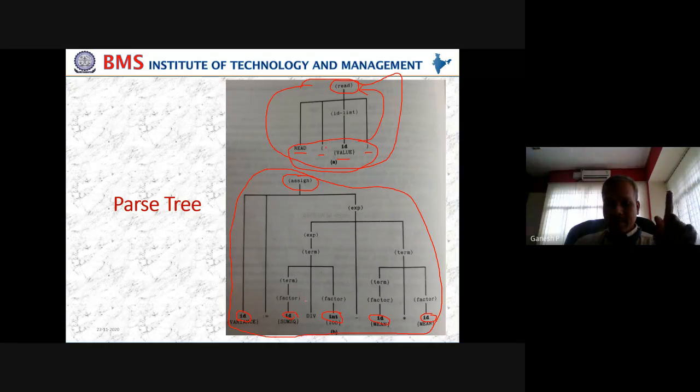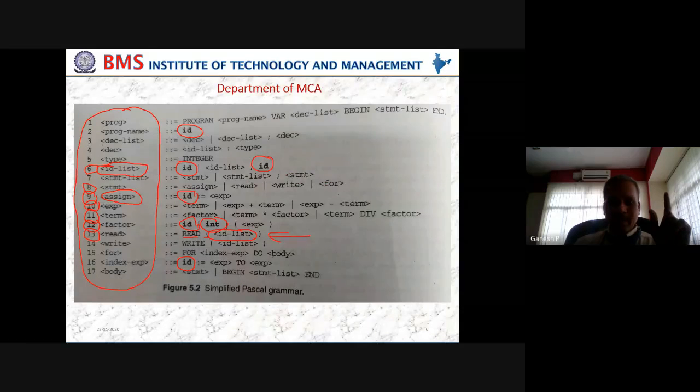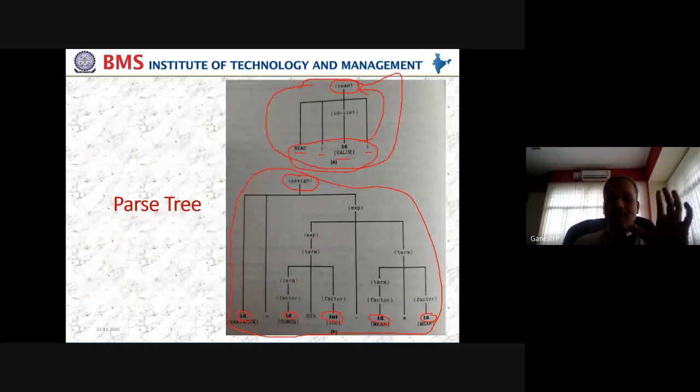So we have ID and int as leaf nodes. Look, they are the terminal values. Just now we have seen that we have ID, we have int. They're all terminal symbols. This is how we have to figure it out. In a parse tree, whatever you see at the bottom are going to be leaf nodes, which are going to be terminal symbols.